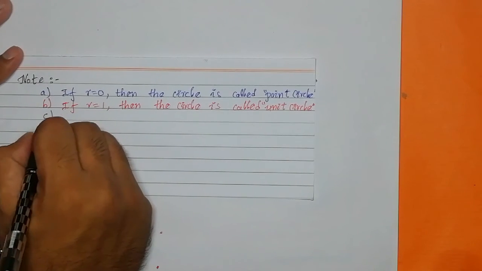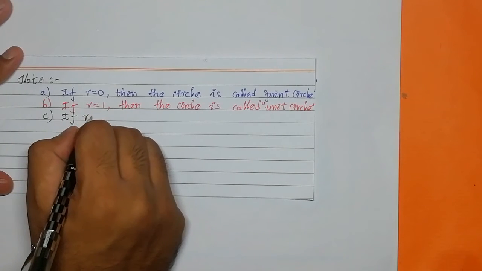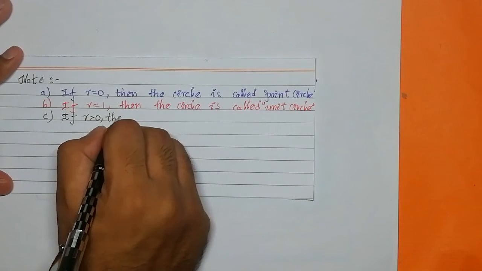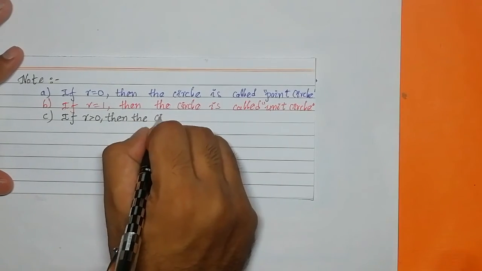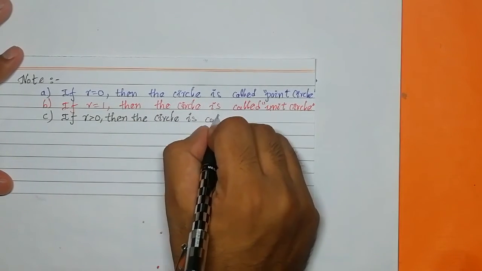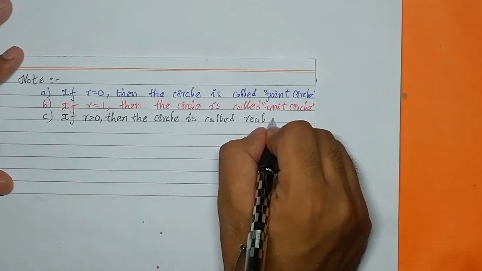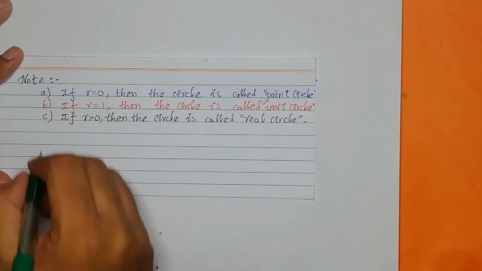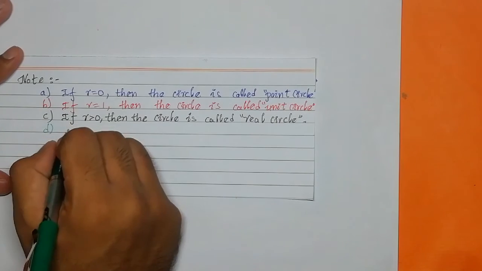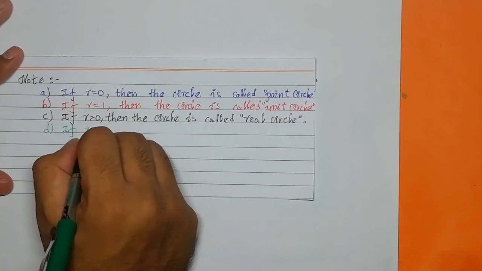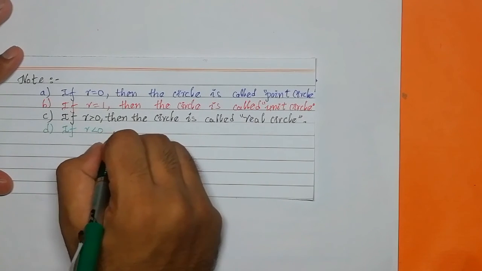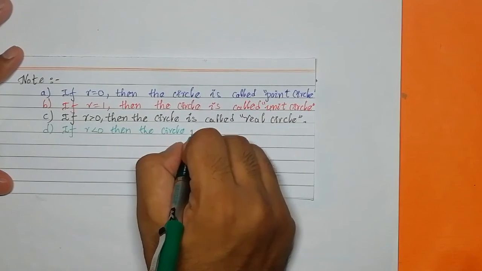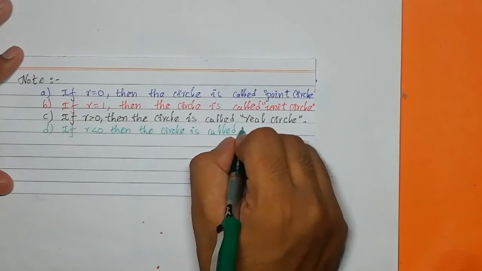Now third one, if radius is greater than 0, then the circle is called a real circle. Fourth one, if radius r is less than 0, then the circle is called an imaginary circle.